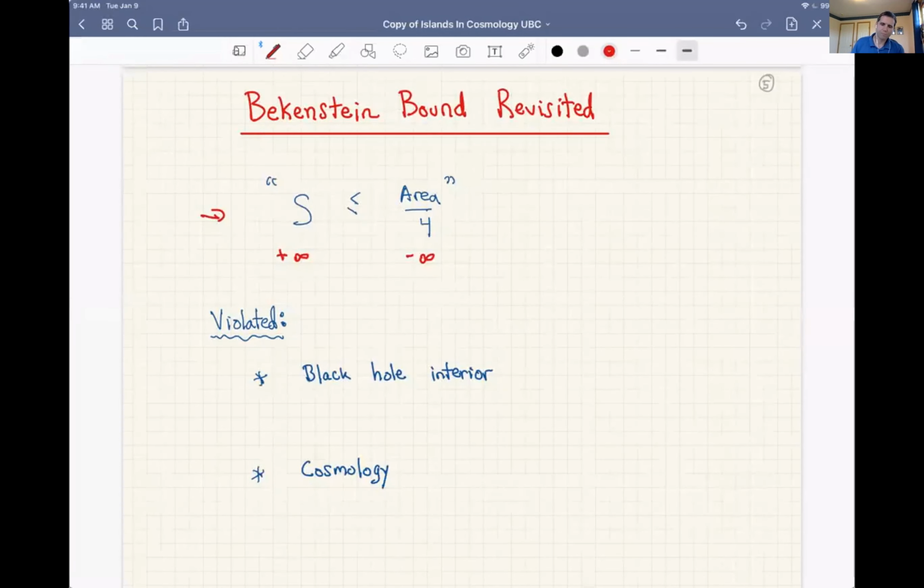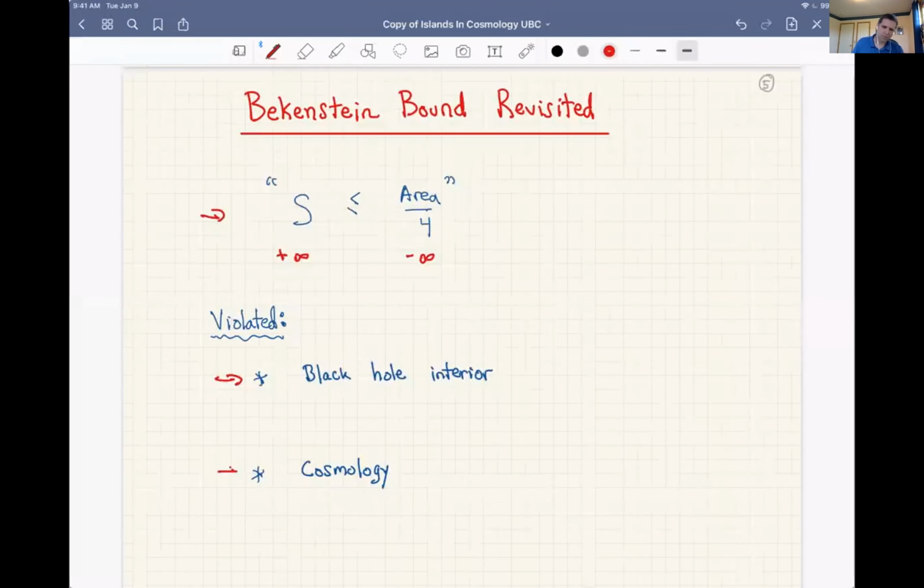But at least for spatial regions, this inequality is not true. In fact, the fact that this inequality is not true is one of the main things that led Bousso to the Bousso bound, which is a version of this inequality that is true. But this inequality, as stated, has counterexamples. I think the most famous counterexamples are, first of all, the black hole interior. In this case, the entropy of the interior grows as the black hole evaporates, whereas the entropy of the horizon shrinks. So eventually that area term is going to zero while the entropy term is getting large.